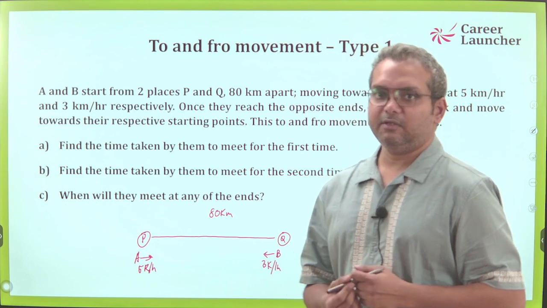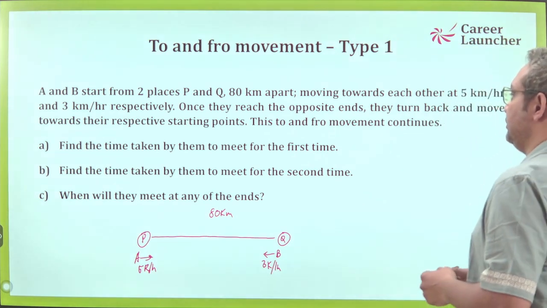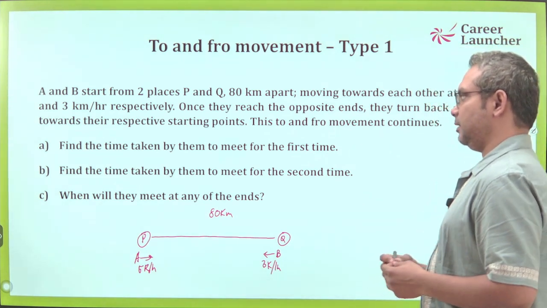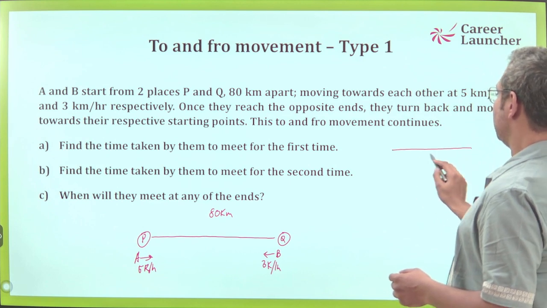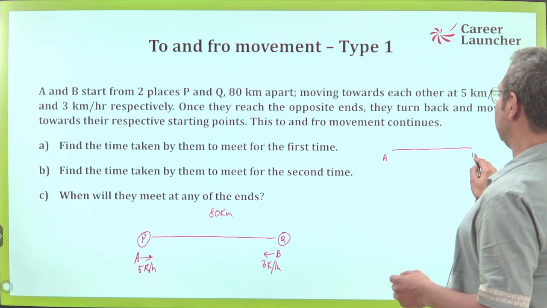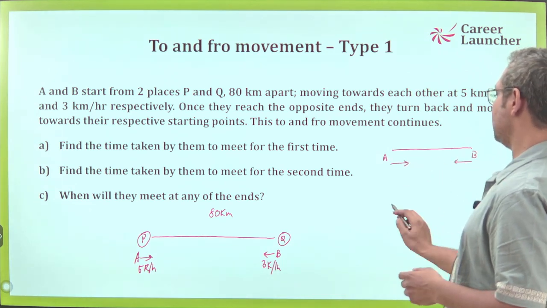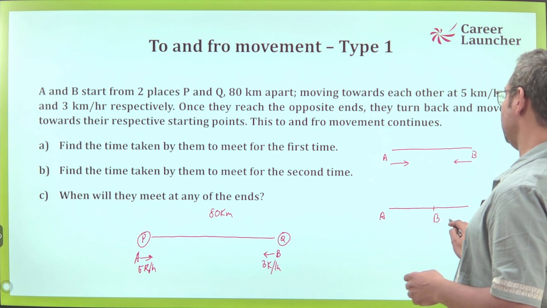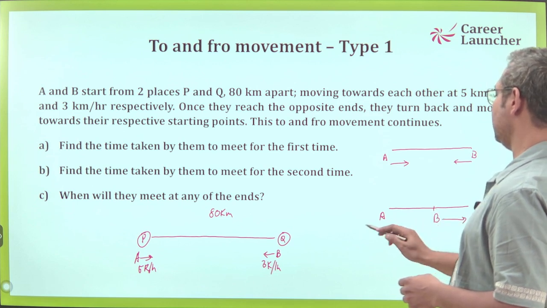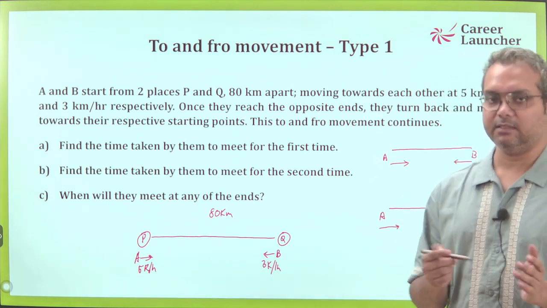So now when we are doing this for meeting for the first time, we will use something which is called relative speed. Now what is relative speed? So let us understand that first. So when A and B are moving, let us say towards each other, or A and B are moving in the same direction. So there are two possibilities, they are moving in opposite directions or they are moving in the same direction.